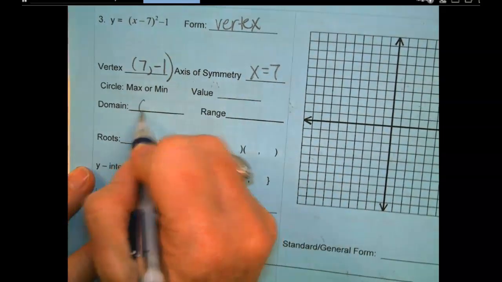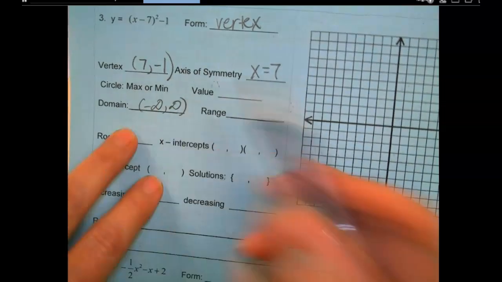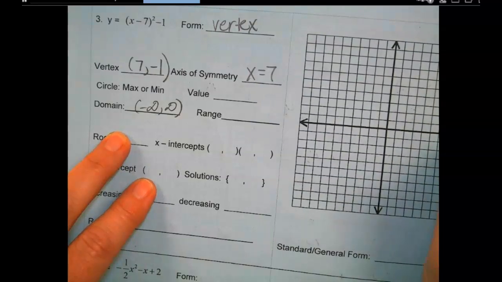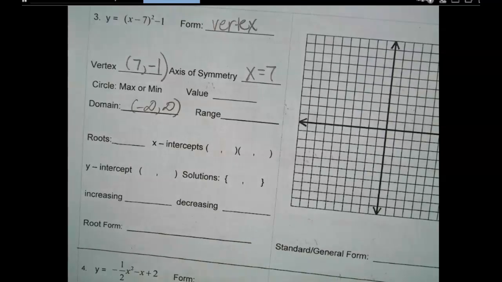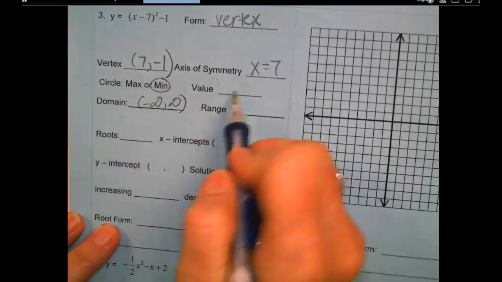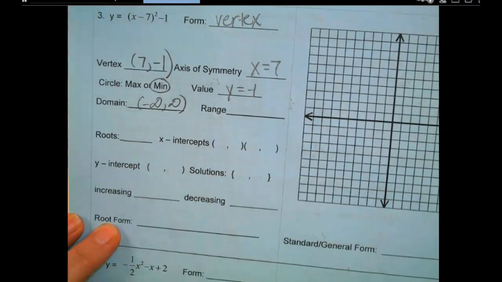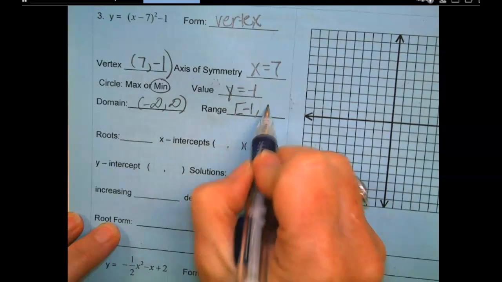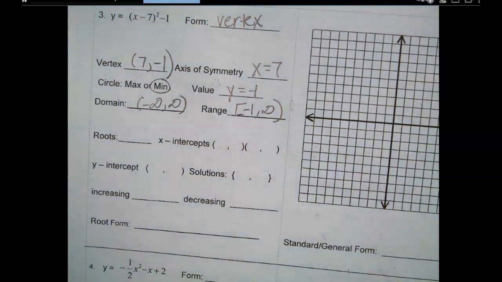We got the domain. So if the vertex is 7, negative 1, there we go. And what is my A value? Nope. What's the A value? 1. So does the parabola go up or down? Up, which makes this a minimum at y equals negative 1. And that's going to make my range, since it's going to go up, negative 1 to infinity. So now I'm stuck.